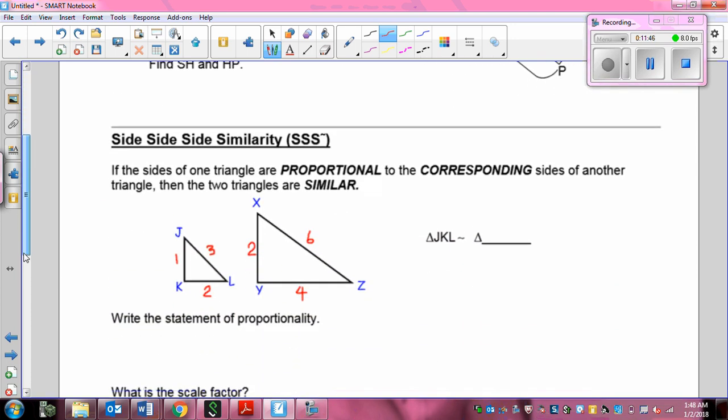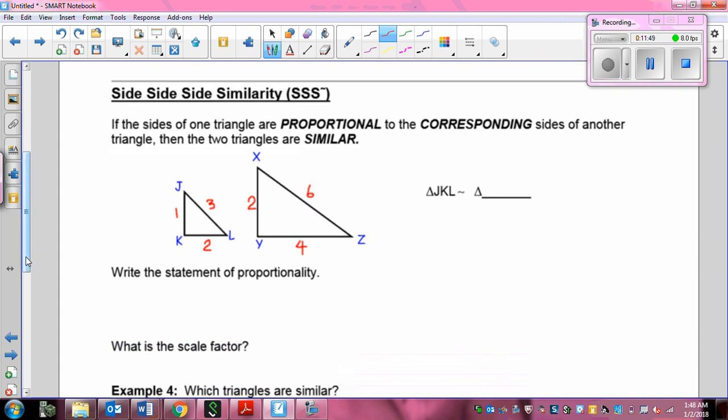Now, we're going to look at how to solve these or prove that they're similar by side, side, side. Remember, we also had side, side, side congruence. So we call this side, side, side similarity. And we'll always use SSS, and then we'll put a little similarity symbol after it. If the sides of one triangle are proportional to the corresponding sides of another triangle, then the two triangles are similar. So this one has nothing to do with angles yet. All I need to know is that my sides are all proportionate, all of them. So let's look at how we're going to set this up.